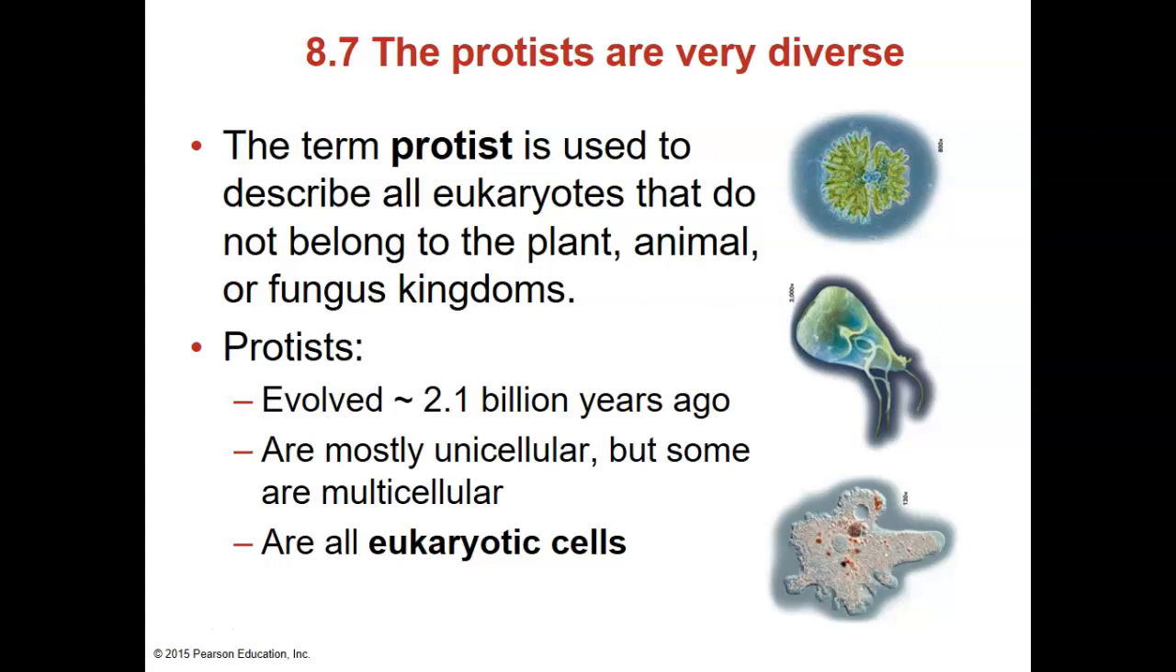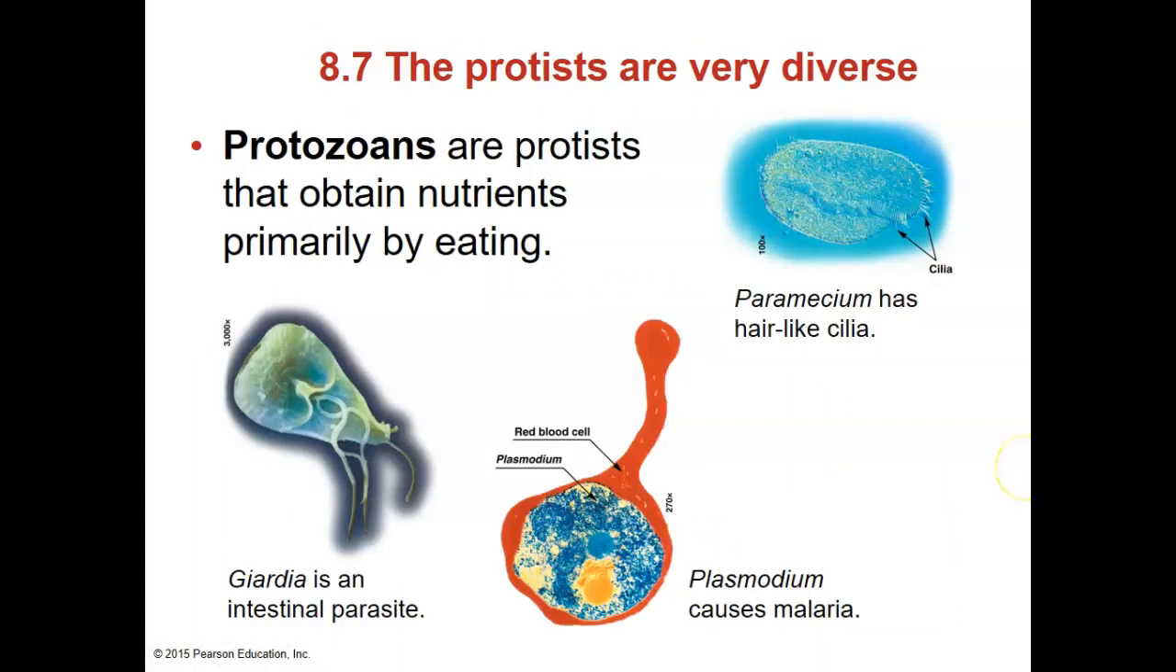Protists have the following characteristics. They evolved about 2.1 billion years ago. Most of them are unicellular, but some of them are multicellular. They belong to eukaryotic cells. As you remember, eukaryotic cells have a membrane-bounded nucleus and membrane-bounded organelles. Protists are very diverse. Protozoans are protists that obtain nutrients primarily by eating.